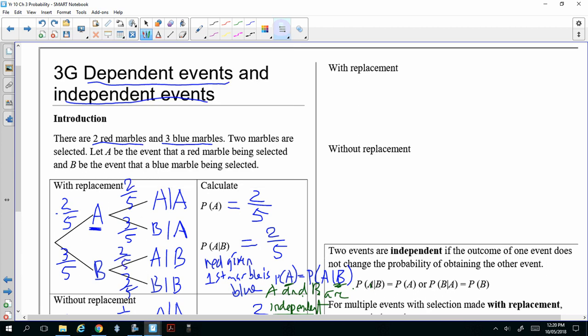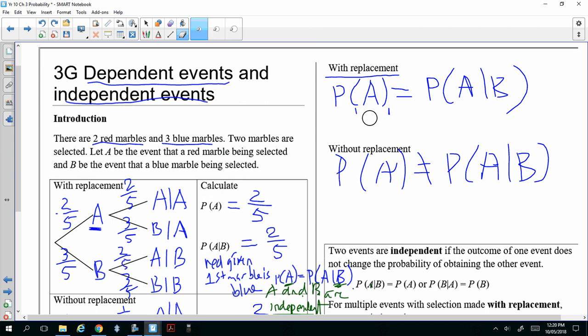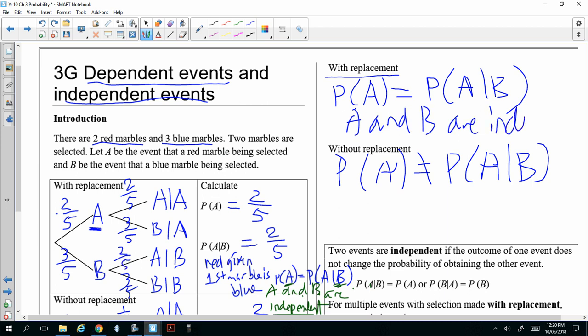Let's start again. With replacement, we see that the probability of A is equal to the probability of A given B has happened. Without replacement, they are not equal. So that's independent. A and B are independent. Whereas the other one, A and B are dependent, or not independent.